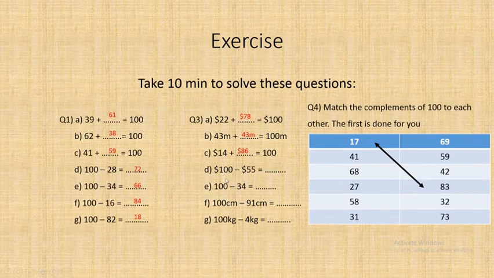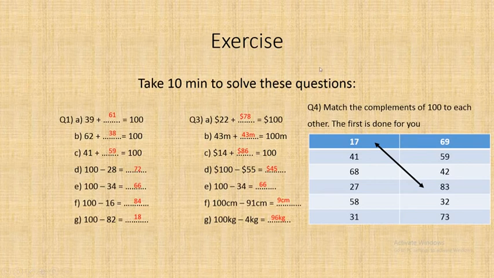Great. So the other idea, subtraction. $100 minus $55 easily it's $45 using the same method. And 100 minus 34, it's going to be the same here. It's 66. Okay, 100 centimeters minus 91 centimeters, it's very easy. So if you add 9 to this 91 centimeters, it's going to be 100 centimeters. So the answer is 9 centimeters. And here 100 kilograms minus 4 kilograms, it's going to be 96 kilograms.